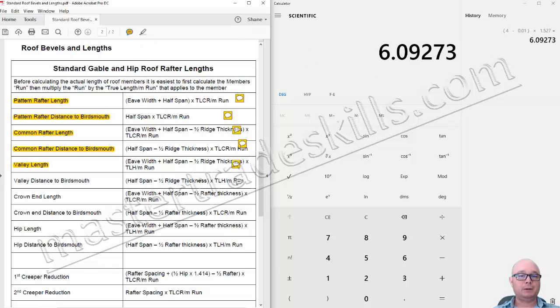So I'll just put that sticky note there, 6.093. And I'll just highlight that because that's the calculation that we just did there, valley distance to Birdsmouth, which is 6.093.